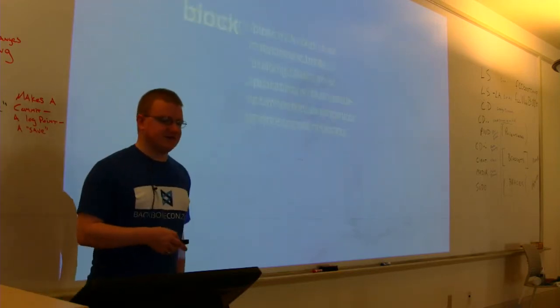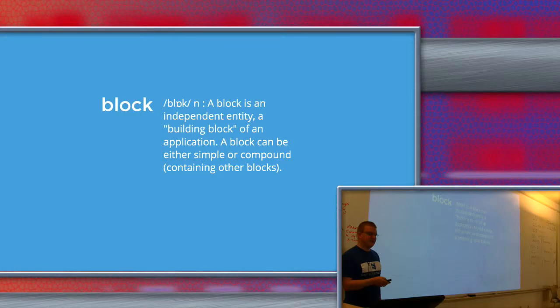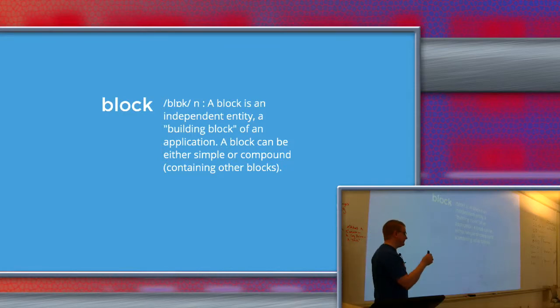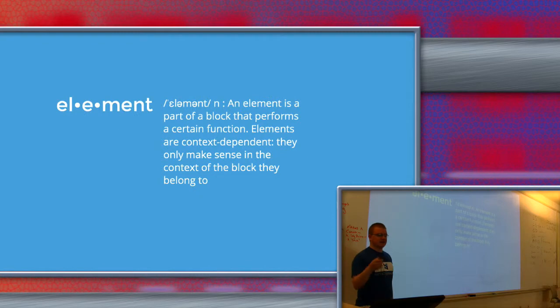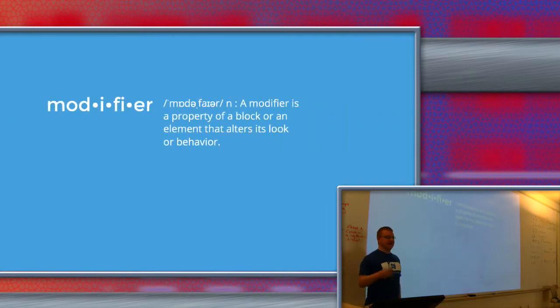And understanding these definitions is very important with BEM. It's very important that we're very clear about how these work. A block is context independent. It can be simple or compound, so there can be other blocks. An element is context dependent. It only makes sense in the context of its block. And then a modifier is a property of a block or an element that alters its look or behavior.